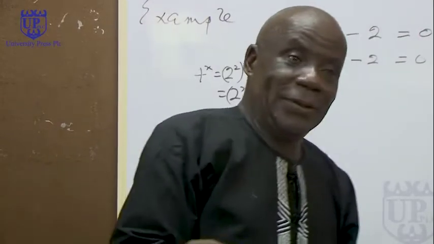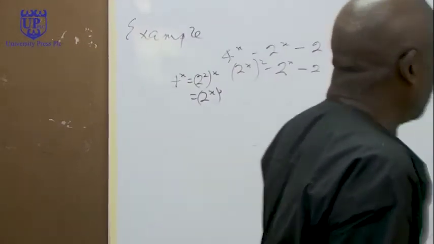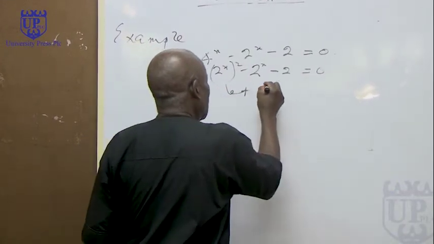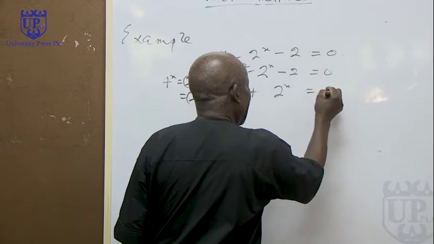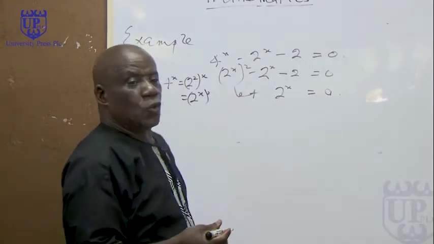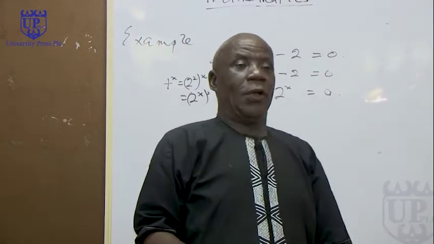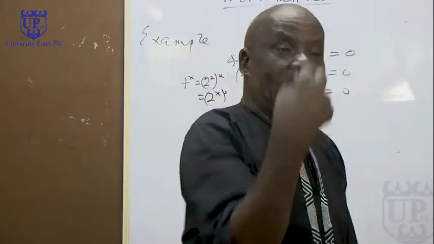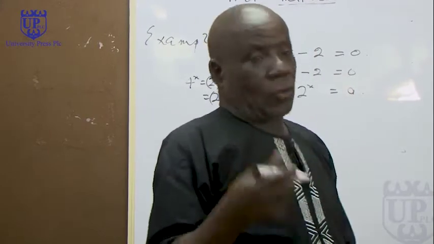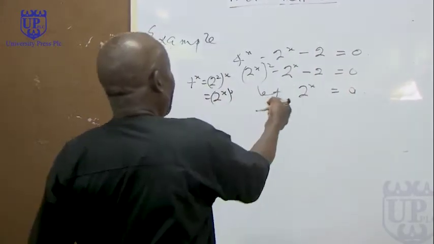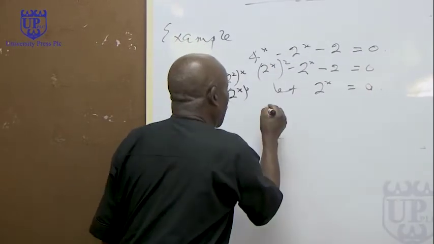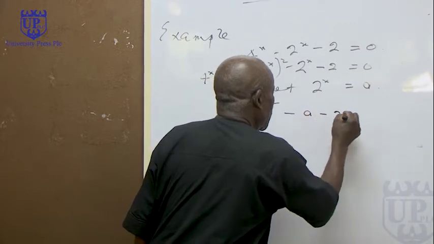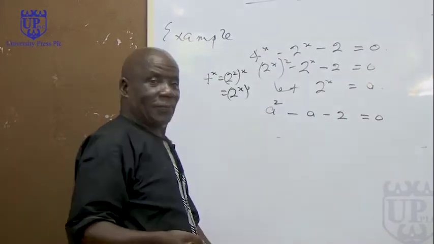You can solve it directly, or you let 2 raised to power x be another variable. Let 2 raised to power x, let it be a or b. Please don't use o or 0. If you say 2 raised to power x is 0, by the time you substitute and say 0 all raised to power 2, you may get stuck. Now, if 2 raised to power x is a, this one becomes a all raised to power 2 minus a minus 2 equals 0, quadratic equation.